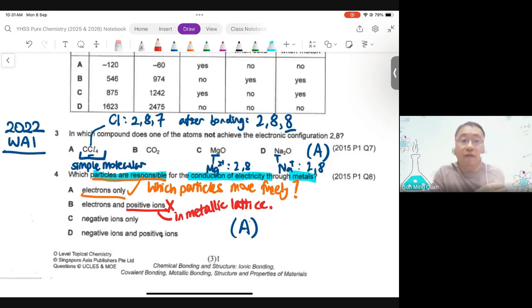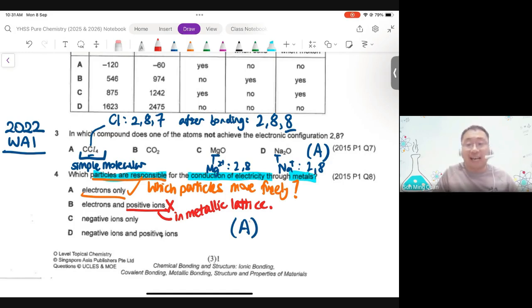Okay, so if you wrote B, three of you wrote B, that means you have a misconception. You need to revise metallic bonding, which is in chapter 4, part 3, as well as electrochemistry, chapter 13, concept number 1. I can even tell you which chapter, which part, which concept. I think you should get to that level. So if you chose B, please revise metallic bonding and electrochemistry. Now let's move on. Next page.